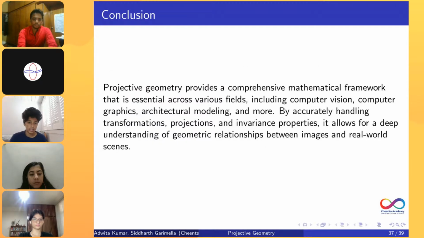Next slide, please. Yep. So, conclusion. Projective geometry provides a comprehensive mathematical framework that is essential across various fields, including computer vision, computer graphics, architectural modeling, and more. By accurately handling transformations, projections, and invariance properties, it allows for a deep understanding of geometric relationships between images and real-world scenes. Next slide.